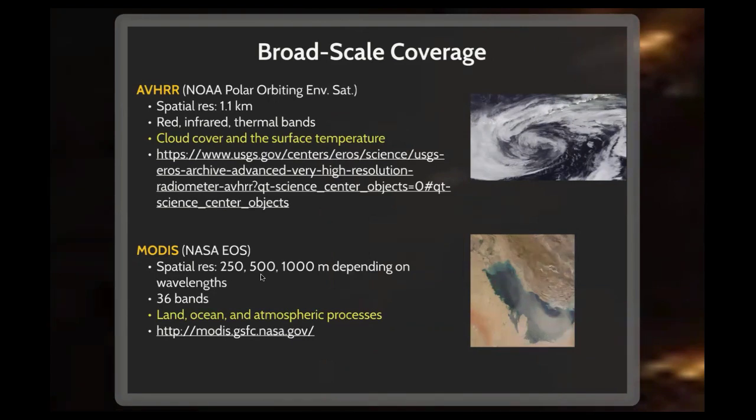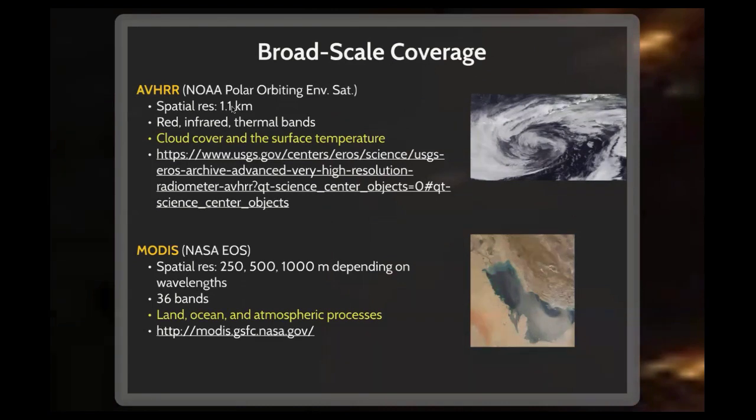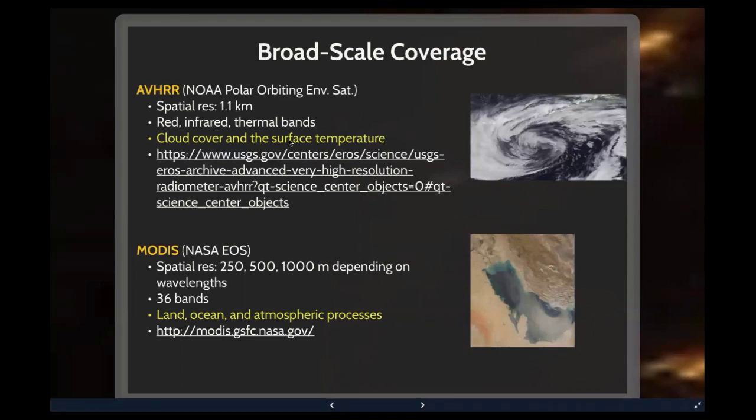And also, the links are not really links for you to download. There's a data page where you can read more about each data set. So the AVHRR has a spatial resolution of approximately 1 kilometer because it's global coverage, and that's why the spatial resolution is relatively coarse. And they have red band, infrared and thermal bands, for you to study temperature and cloud cover.